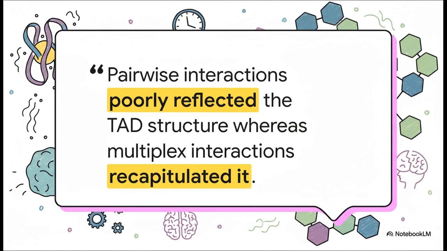A key observation from the validation was just how much better the multiplex data was. When the researchers looked only at simple pairwise DNA contacts, they couldn't clearly see well-known structures called topologically associating domains, or TADs. These are like functional neighborhoods in the genome. However, when they used the multiplex interactions, the ones involving 3 or more DNA reads, the TAD structure came through loud and clear. This really underscores how important it is to map these higher-order structures.